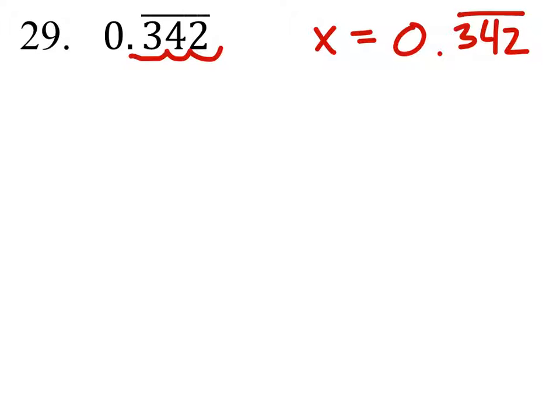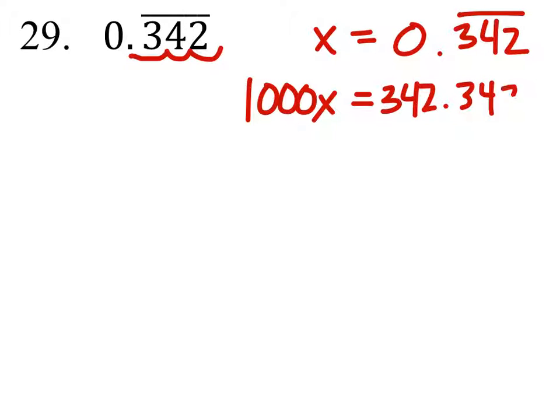Alright, so for 29, what I'm going to do is I need to move the decimal 3 times to get it past that repeating, or the bar, I guess. What this is going to do is, it's going to line up the decimals pretty nicely as well. So originally, I could say that x was 0.342 repeating. But now I moved it 3 times, so it's like I multiplied by 1,000, which would give me 342.342 repeating.